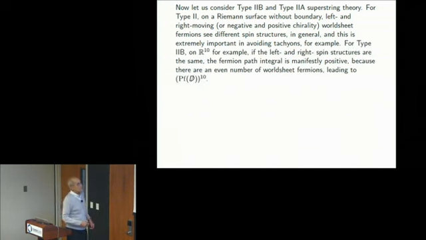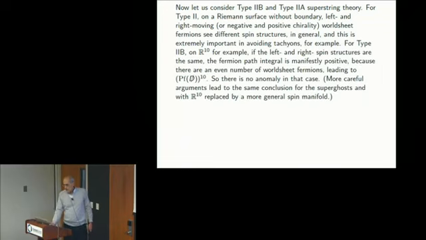Now, for example, for type 2B, if the left and right spin structures are the same, the fermion path integral is manifestly positive because there are an even number of worldsheet fermions leading to the 10th power of a Pfaffian. And since 10 is an even number, the 10th power of the Pfaffian is positive. So there's no anomaly in that case. Well, we need to be more careful, but we'll get the same conclusion for the superghosts and even on a more general spin manifold after working harder.